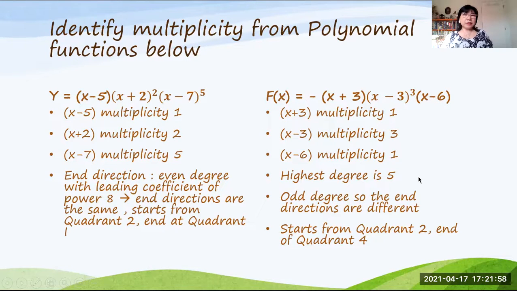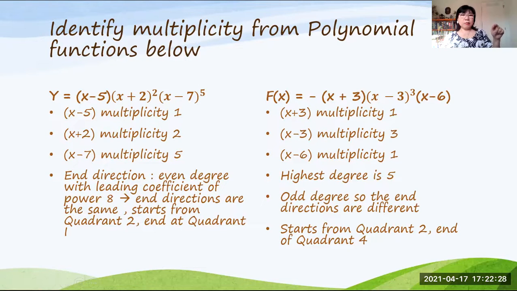So the highest degree for this polynomial function is 1 plus 3 plus 1, which is 5. It's an odd degree, so the end directions are different: one up, one down, or one down, one up. So it starts from quadrant 2 and ends at quadrant 4.